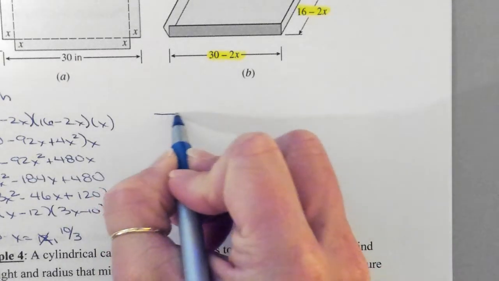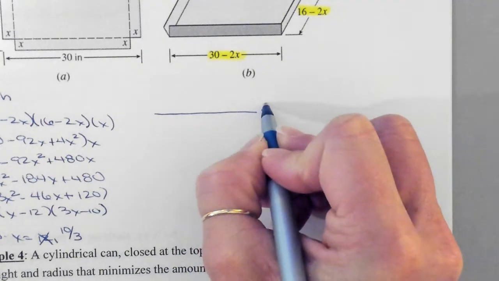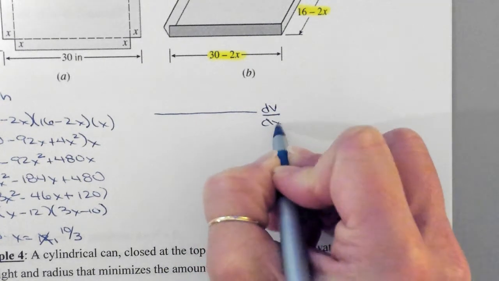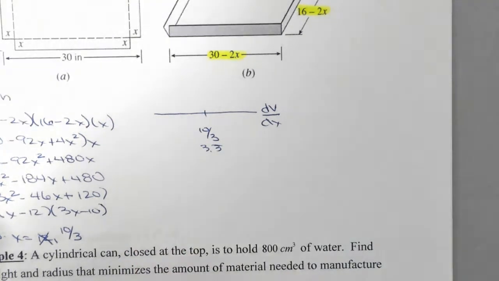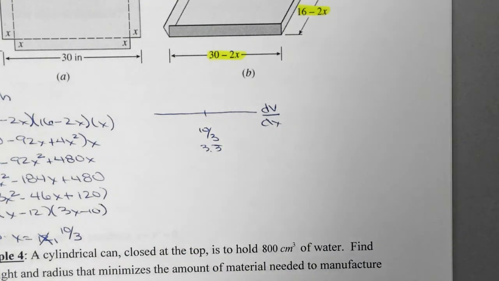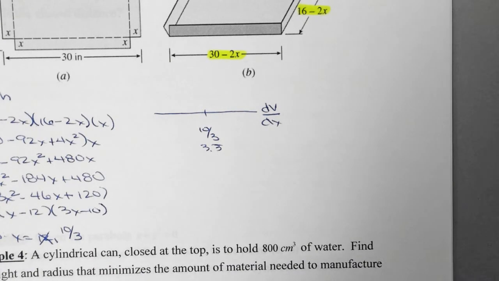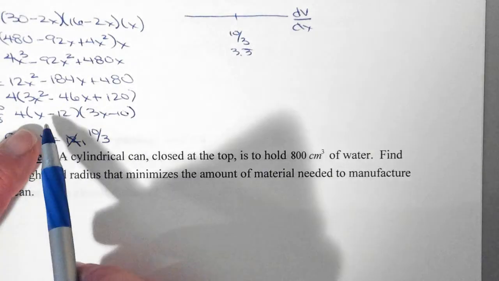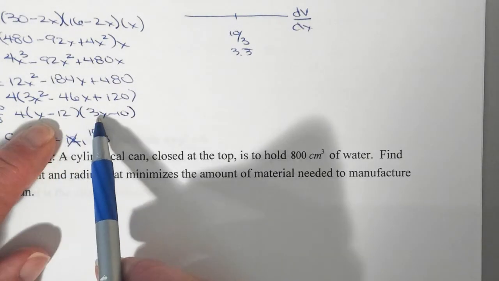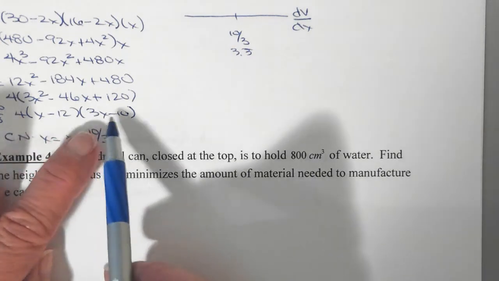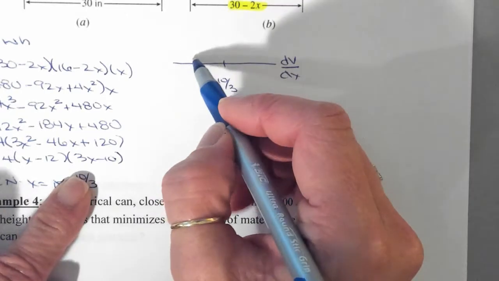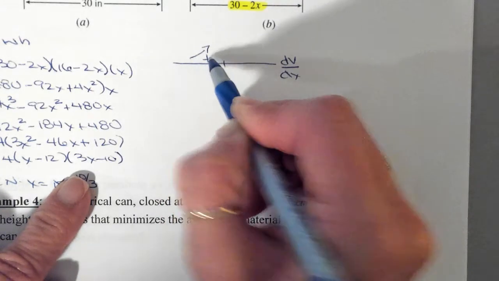Okay, so let's take the derivative and test. So what is this? dV/dx. And we want to test 10/3, which is about 3.3 repeating. Pick a value to plug in on the left. Okay, so 0. This is positive, right? So this is increasing, positive.